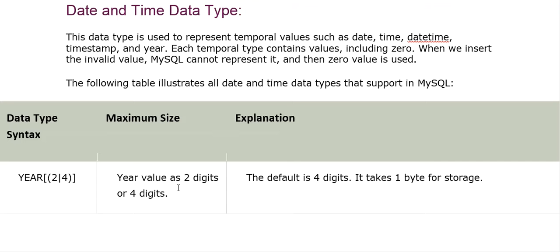The default is 4 digit. It takes 1 byte for storage. So if you don't define any specification, by default it will take a 4 digit value. And if you specify 2 over here, then it will take 2 digit values. I hope this is clear to everyone from the year point of view.